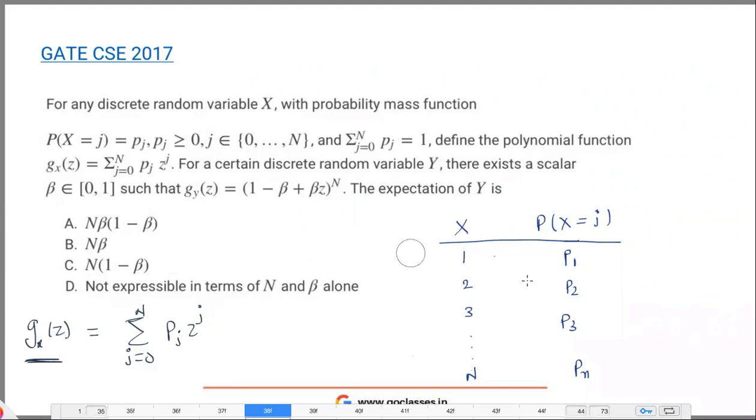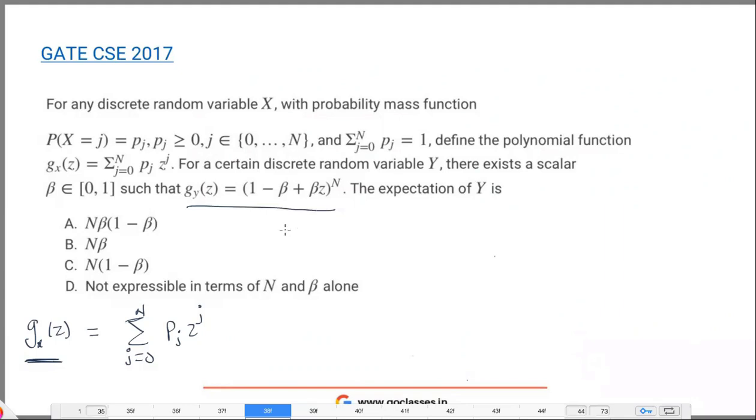Let me just remove this, because we will not make use of it. So gy is defined like this: gy(z) and gy(x). The expectation of y they are asking. Let me just try to find it out. So what is the expectation of y?